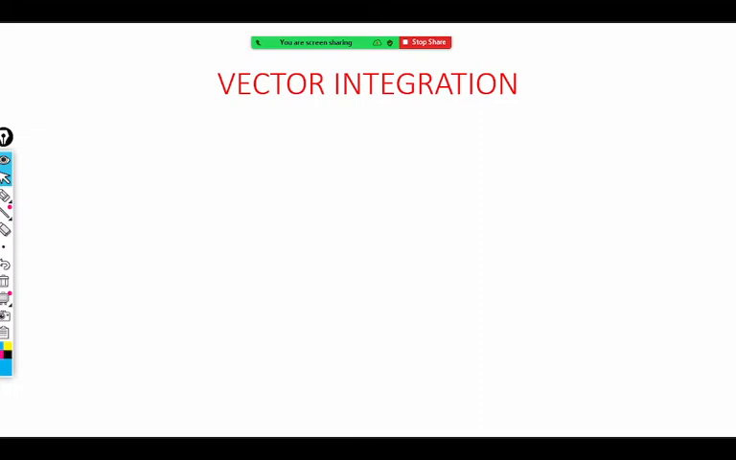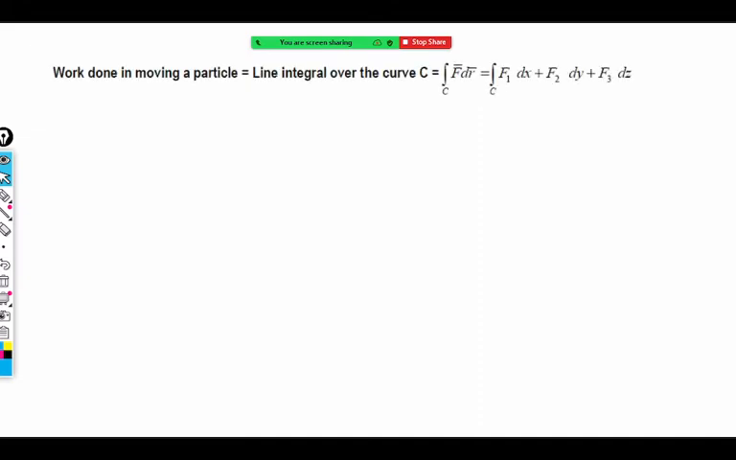So the first article from vector integration that we have is work done. We'll see. The question is about work done for a moving particle. This is exactly the same definition that we learned in our linear motion. We know force into displacement is work done. The only difference here is that this particle is moving on the curve C.